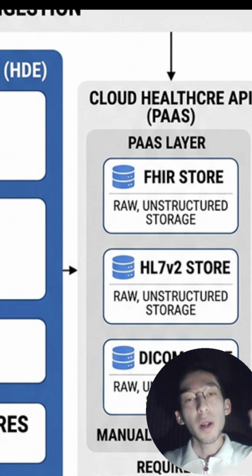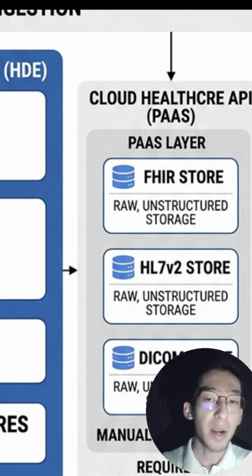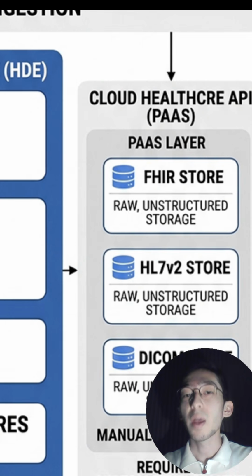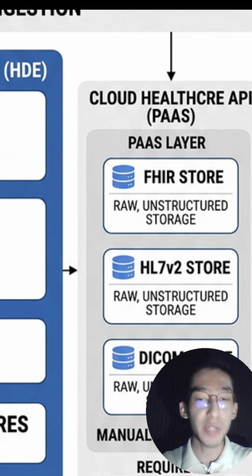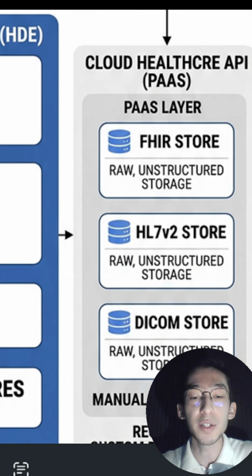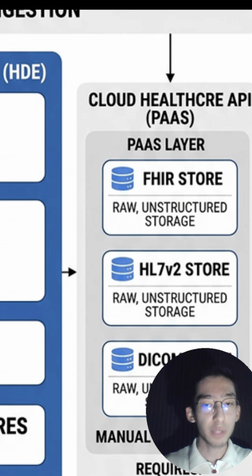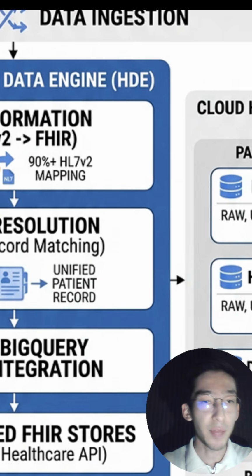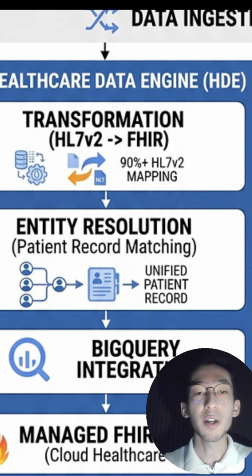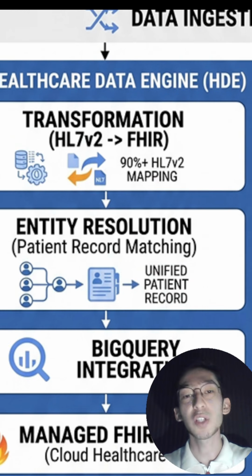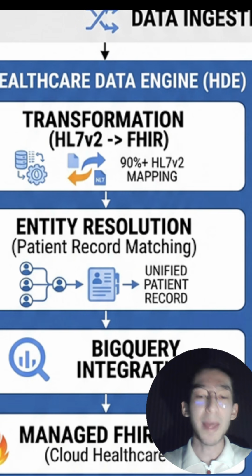So in summary, Cloud Healthcare API is a PaaS that you should use to store data, but it requires the developer to handle the transformation and ingestion of data, and Healthcare Data Engine can automatically ingest, transform, and prepare data for further analysis with BigQuery or other solutions.